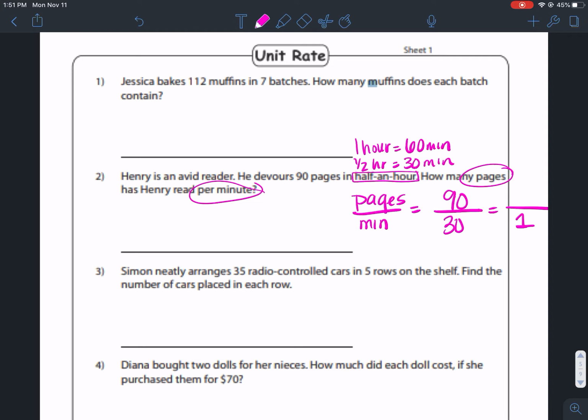So 90 divided by 30 is, well, I'm just going to think to myself, what's 9 divided by 3? Sorry, 90 divided by 30, and that's 3. So I now have a new ratio, 3/1. So that is telling me that he reads 3 pages per minute.